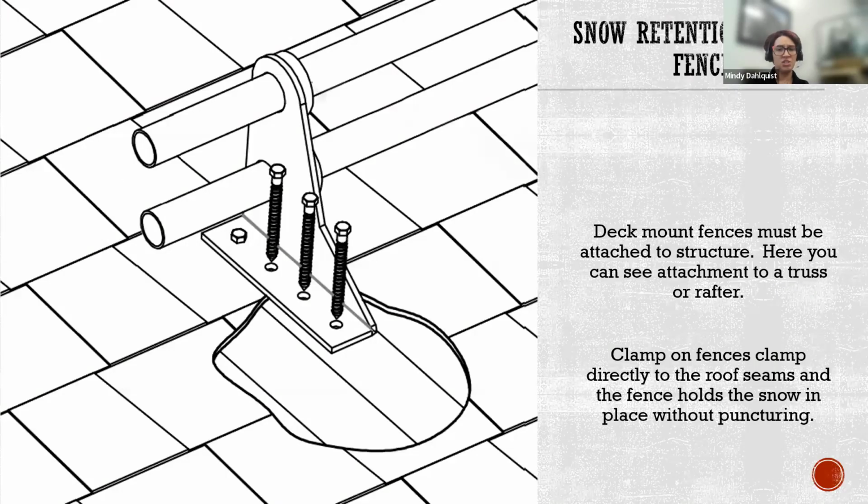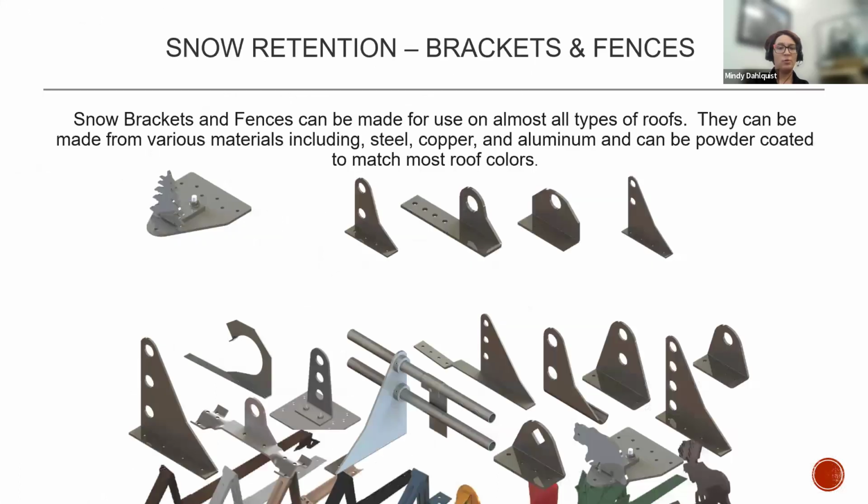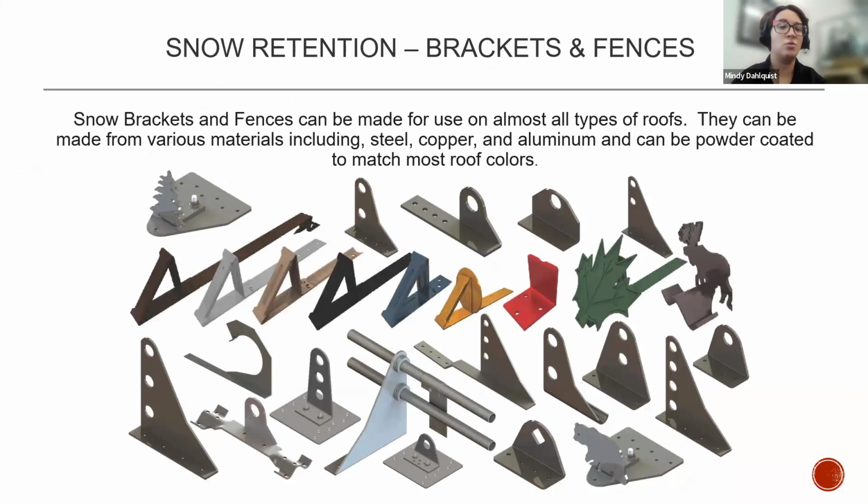Deck mounts, as I mentioned, they do need to be attached into structure. This is just showing a simple drawing of an attachment into a truss or a rafter, where clamp-on fences clamp directly to the roof seam and hold the fence in place without puncturing through and allowing that snow to freeze to everything. Snow brackets and fences can be used for almost all roof types. They can be made out of various materials: steel, copper, aluminum, and powder coated to match most roof colors as well.